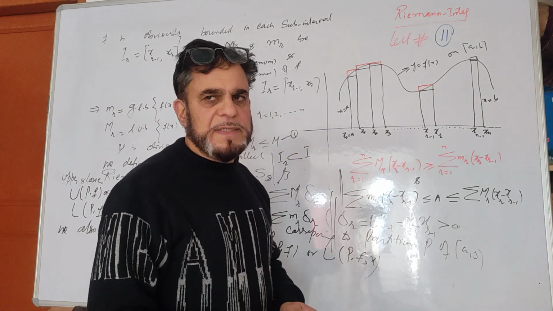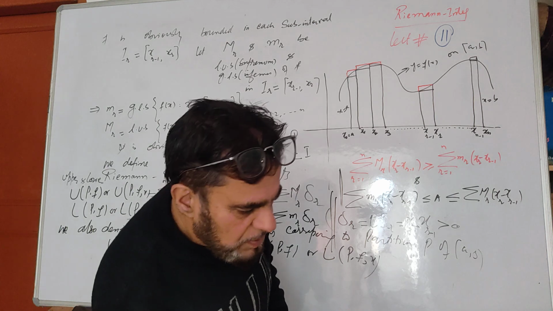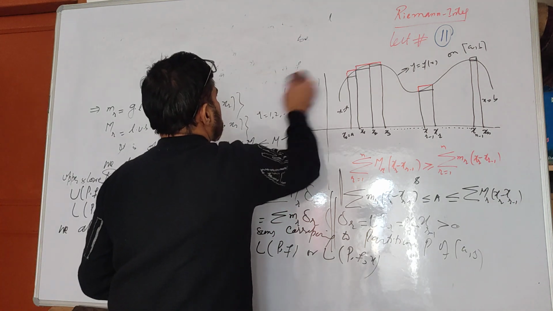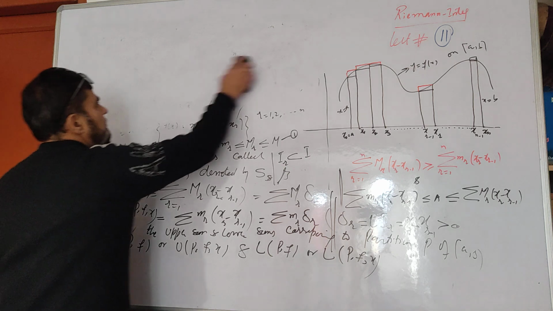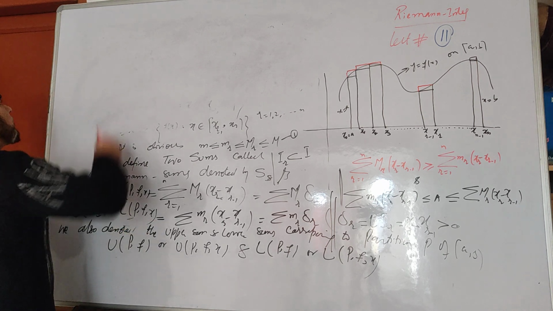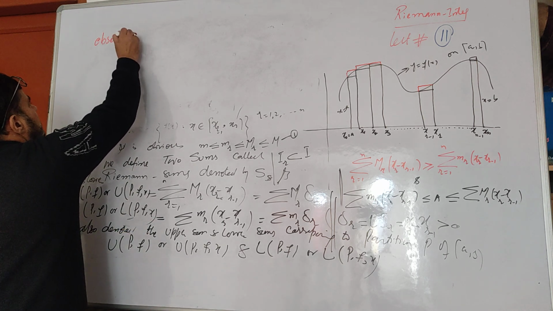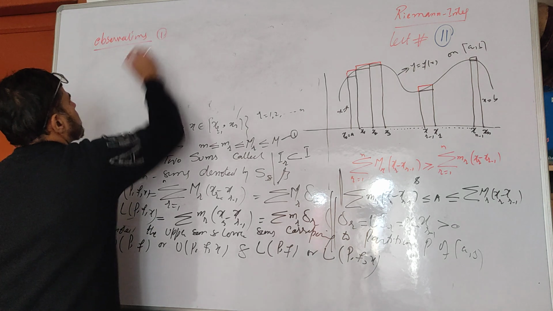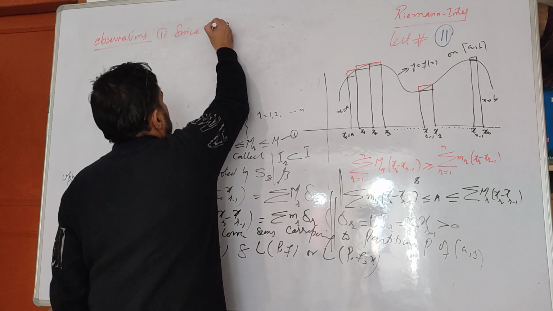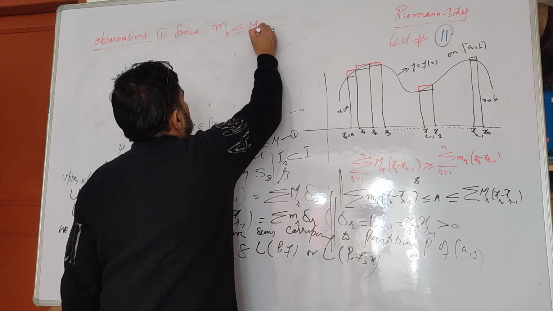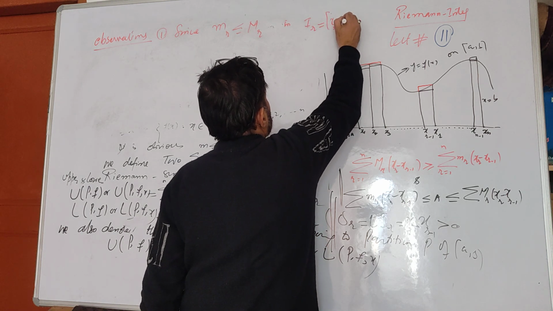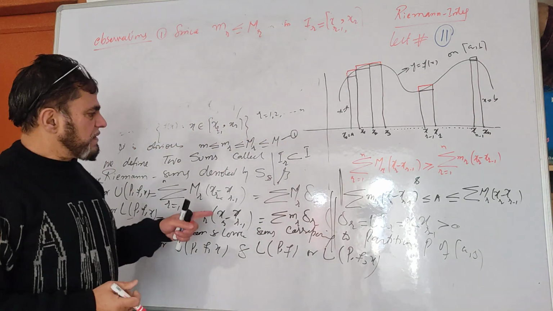We have two important observations that you will remember. We will be using them in future also. From this definition, observation number one: since m_r is less than or equal to M_r in the closed interval I_r equal to [x_{r-1}, x_r], you have seen this here also.